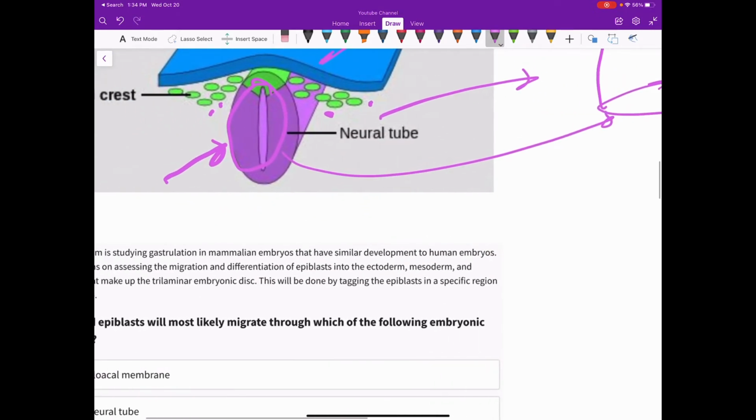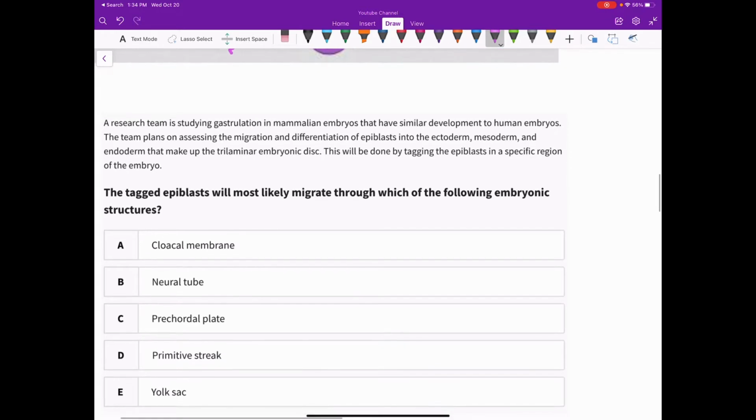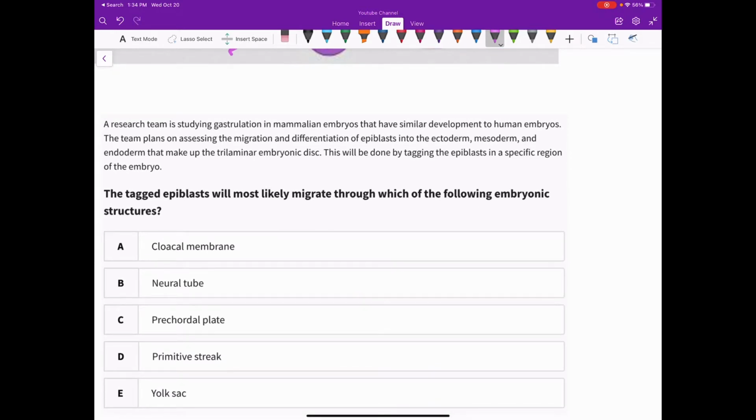Okay, let's see another question real quick. A research team is studying gastrulation in mammalian embryos that have similar development to human embryos. The team plans on assessing the migration and differentiation of epiblasts into the ectoderm. Okay, so epiblasts into the ectoderm. So we know it's epi, and then we have to go to the ecto, mesoderm and endo. Okay, so we're going into all of them. What are we going into? The trilaminar disc. Remember the epiblast forms the ecto, meso, and endoderm? Okay. And then I should have kept reading, but it says the trilaminar embryonic disc.